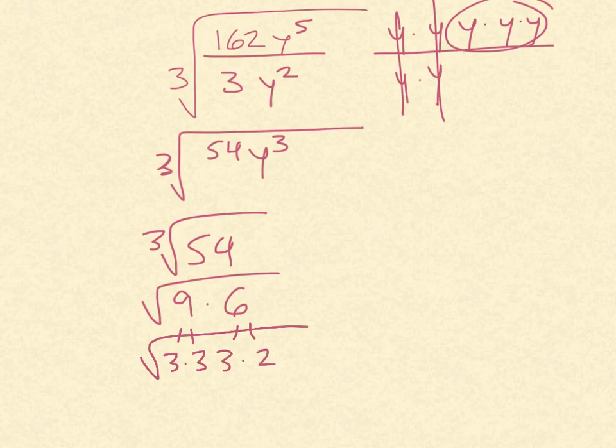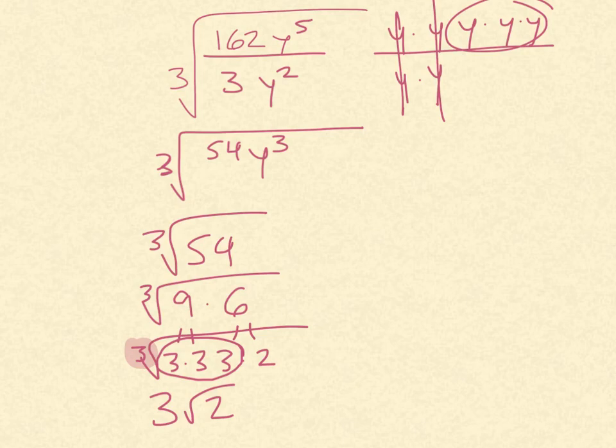Do we have any pairs of 3's that we can circle? Yes, we have 1 pair of 3. So what comes outside? 3. And then inside is 3 times 2, which is 6. We're just left with 2 on the inside. Why? Oh, yeah, because we had to circle all 3 of the 3's, because the index of 3 means that we have to circle 3 numbers.